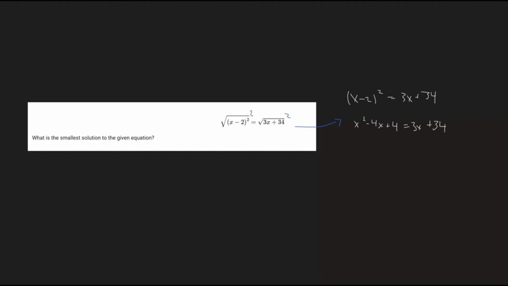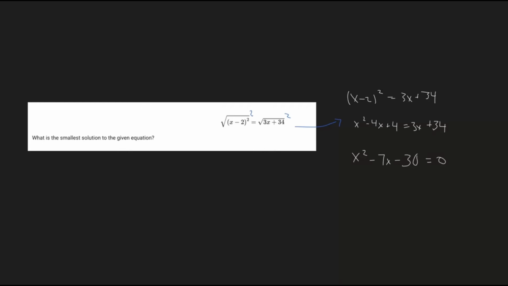So here, if we subtract 3x and subtract 34, we'll get the following. We'll get x squared. Negative 4x minus 3x will be negative 7x. And then positive 4 minus 34 will give us negative 30. And the important thing here is we want to set this equal to 0. And so now we can just factor this out, right? So we have x squared minus 7x minus 30.